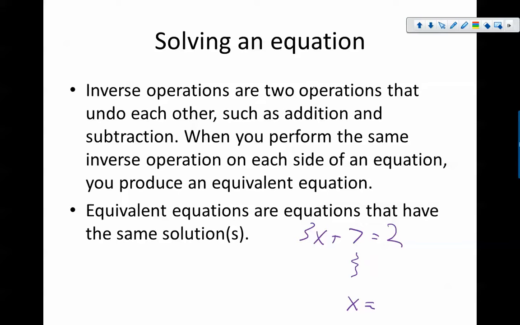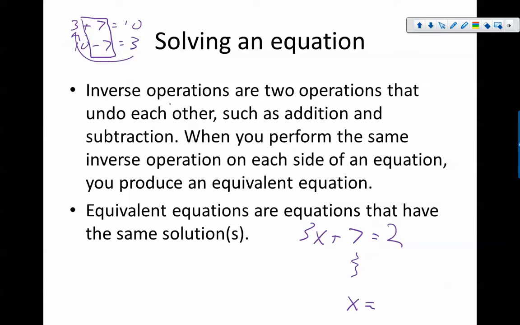The way that we do that is by performing an inverse operation. Inverse operations are two operations that undo each other, such as addition and subtraction. So think of it this way: if I had 3 plus 7, that's 10. Well, if I took 10 minus 7, I would go back to 3. Notice how the addition and subtraction undid that operation. When I added 7, I got 10. When I subtracted 7 from 10, I went back to 3. So addition and subtraction undo each other.